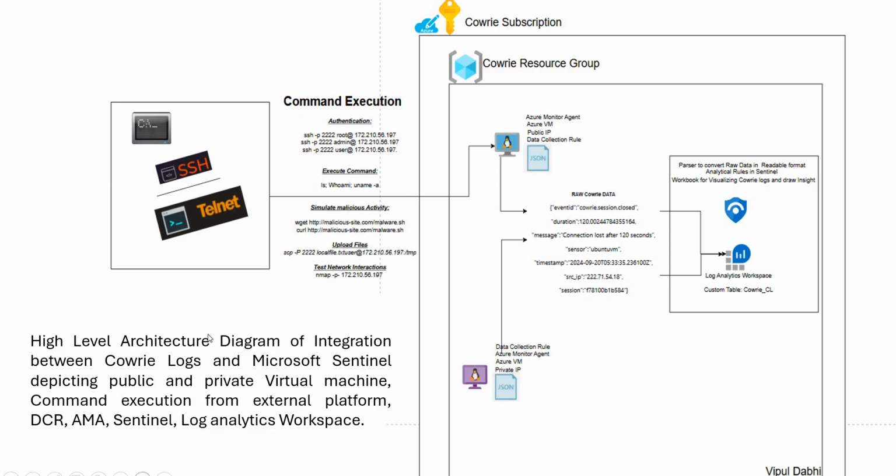So in general, this is a high level architecture diagram of the integration between Cowrie logs and Microsoft Sentinel, depicting the public and private virtual machines, command executions from an external platform, data collection rules, and AMAs. I just explained what AMA is: the Azure Monitor Agent, which we need to set up on our machine so that it can send telemetry to the Sentinel workspace, correct? And DCR stands for data collection rule. We'll explain it in depth. This helps us define the source and the destination.